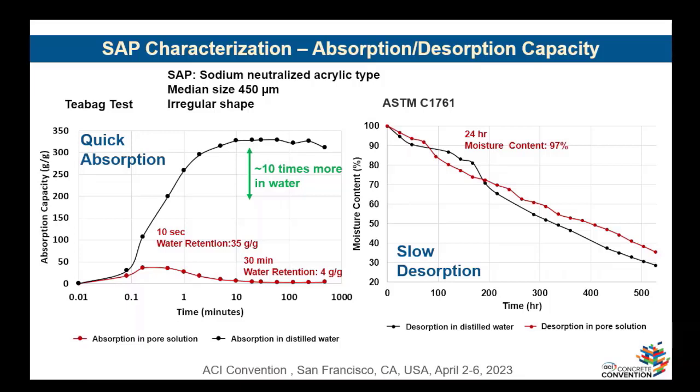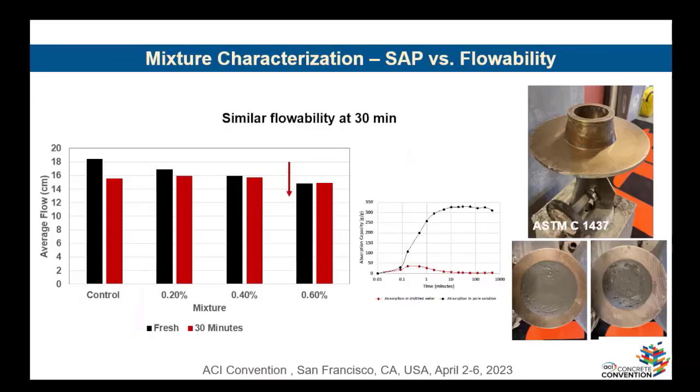And about the desorption of what you see on the right, it has a slow desorption, which is quite similar in water and also the pore solution. And what happens, I pulled up one of the numbers there, the 24-hour moisture content is like 97%. It means that within 24 hours, SAP still holds its water. And technically, based on previous studies, after the first 48 hours, it starts releasing the water into the matrix, which provides enough water for the hydration of cement. But like I said, this affected our flowability.